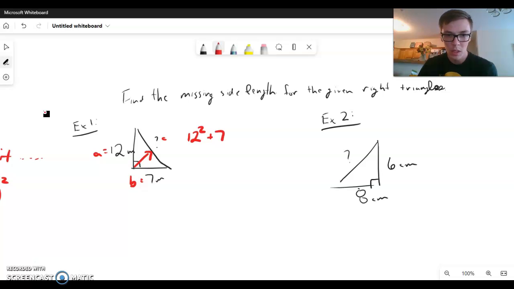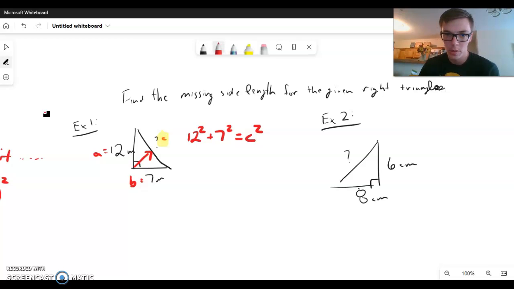We know that's our b, and we have to square that, and that has to equal our hypotenuse squared, which I labeled as my c. So I'm going to leave that as c squared. We don't know what that is. That's what we're trying to figure out: what is that c length? This part that I highlighted is our unknown. We're trying to find that.